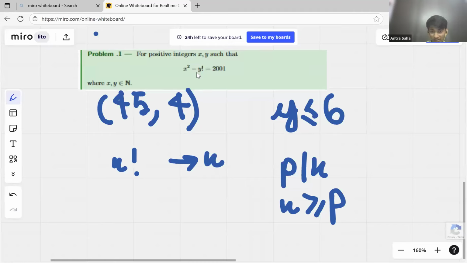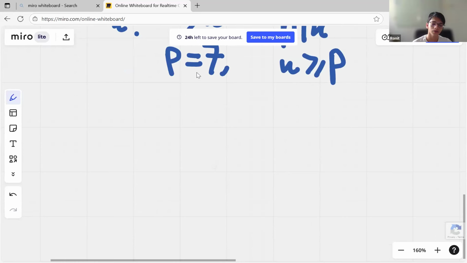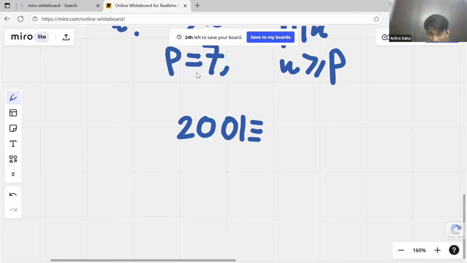And so here, if you see, 9 also works, 7 works, a lot of things work, but just for simplicity, I'm checking p equals 7. By the way, can you guys see what I'm writing here? Yes, it's visible. Nice. So if p equals 7, then for y greater than or equal to 7, 2001 is 6 mod 7 if I'm not wrong. You guys can tell me if I'm wrong.